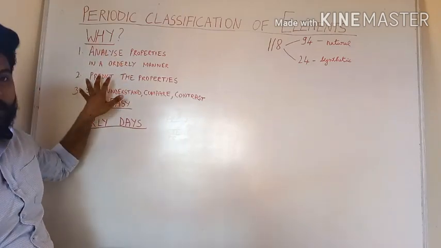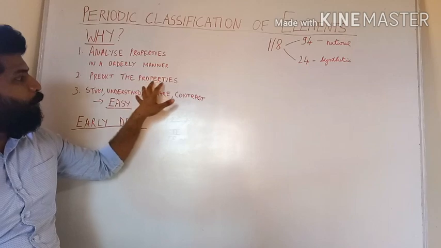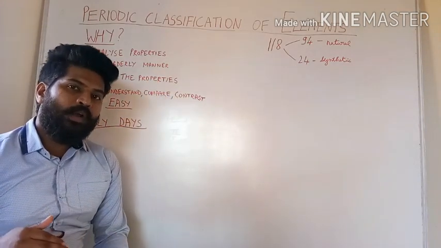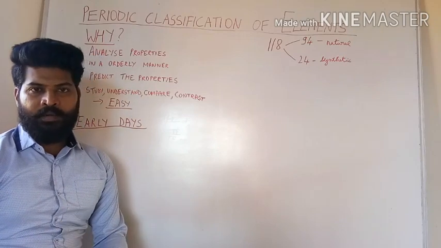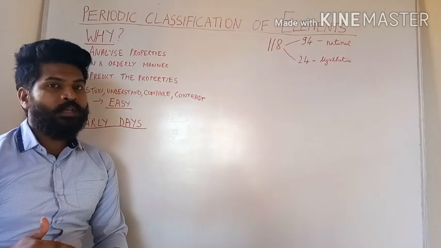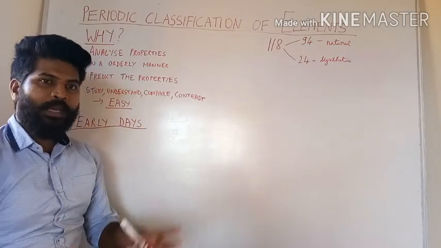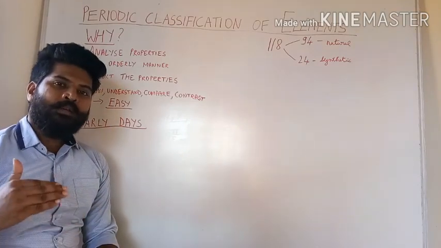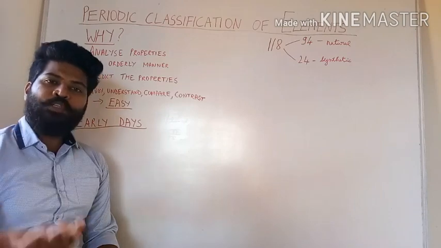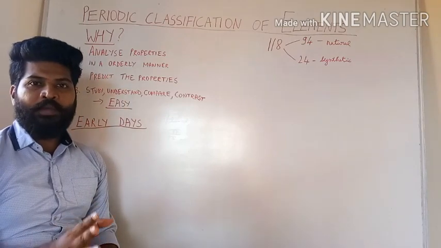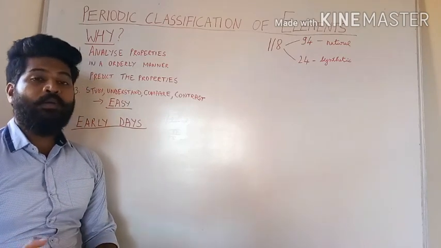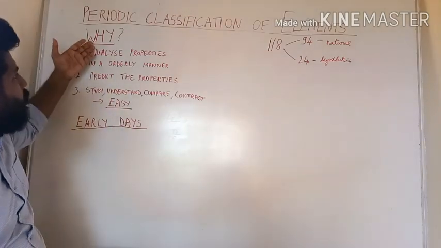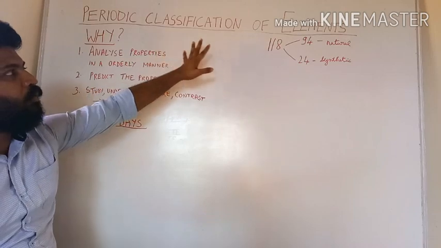Another reason is that we can predict the properties of elements. In case an element has been discovered, based on its properties we can place it in a particular group, and we can also predict what properties a particular element will have if it belongs to a particular group. So these are the objectives of classification of elements.